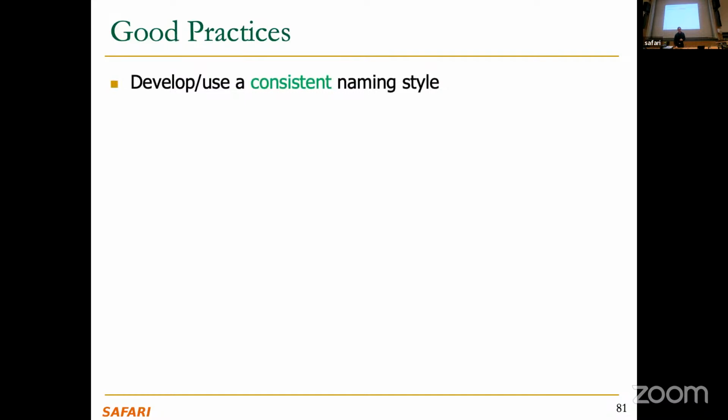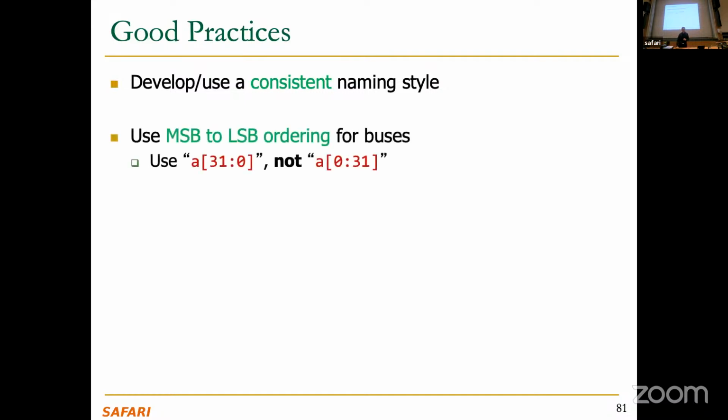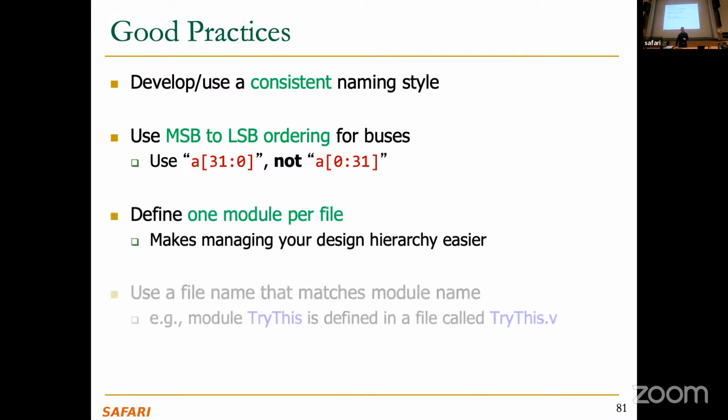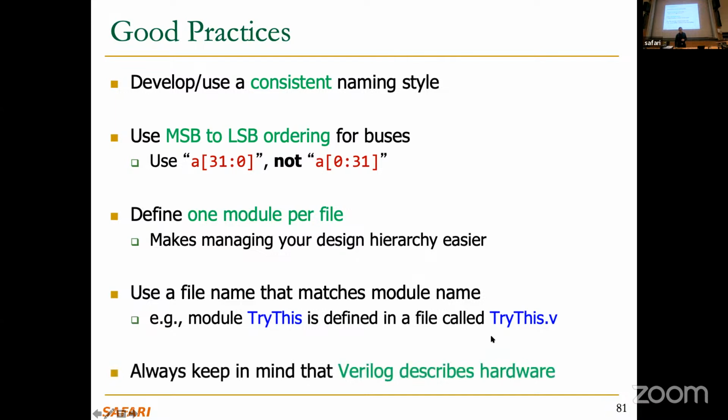So there are a bunch of good practices. Being consistent is good, like any other programming language. These are good software engineering principles, I would say. Use most significant bit to least significant bit ordering of buses, this one as opposed to this one. One module per file is useful in general because it makes designing things easier. And yeah, a module name that matches the file name is good.